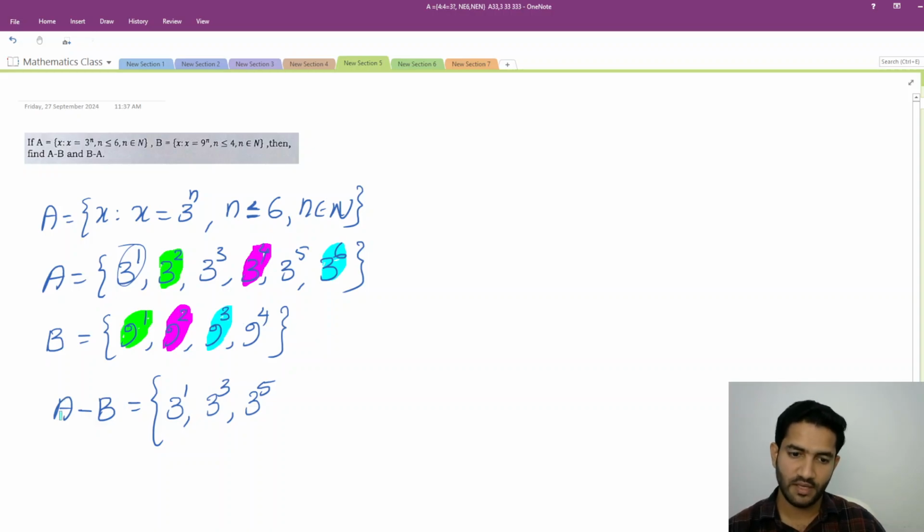A minus B means elements from A that do not belong to B. Then what about 9 raised to 4? Here we have 9 raised to 4. We cannot write 9 raised to 4 because A minus B is the elements from A. So it is not possible, the 9 raised to 4. So we can close the set. Okay. Then B minus C. We want to write B minus C.